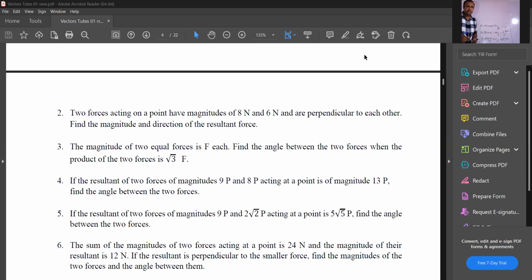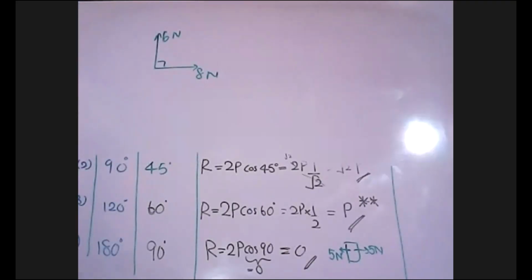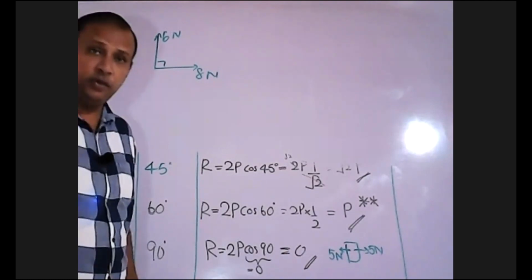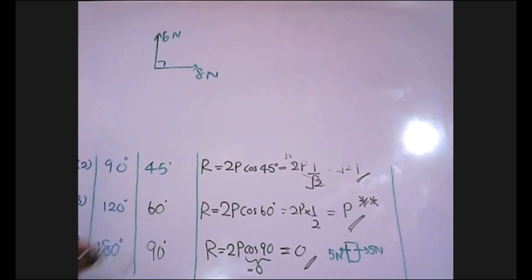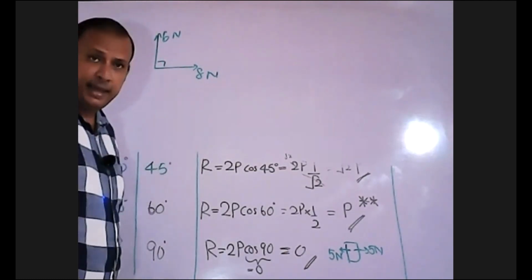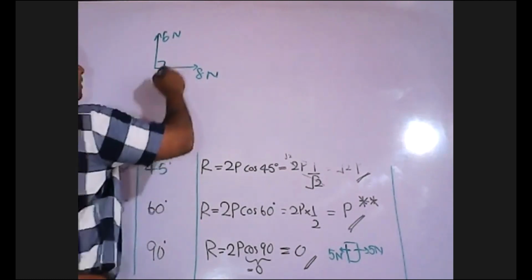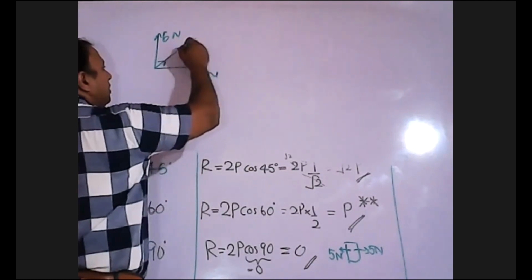Two forces acting on the same point. One is 8 Newton, the other one is 6 Newton. Those are perpendicular to each other. So if you draw this figure, you will have this kind of arrangement.